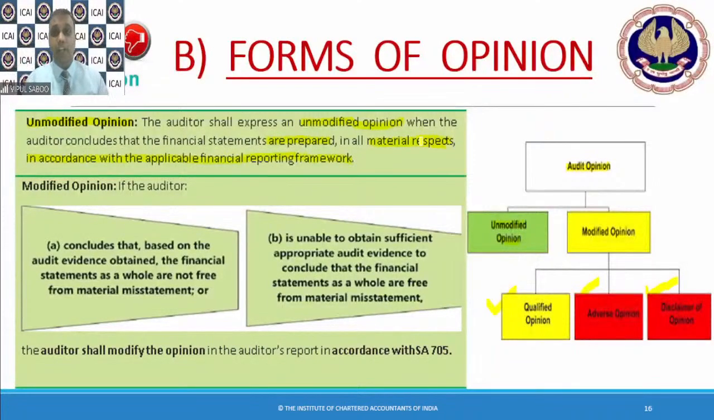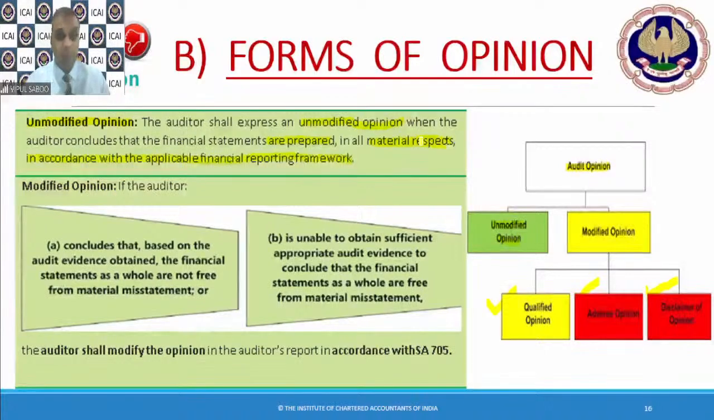So unmodified opinion is the kind of clean opinion where everything is completely fine. The true and fair view is intact.